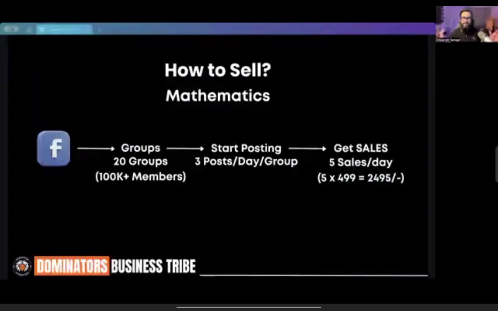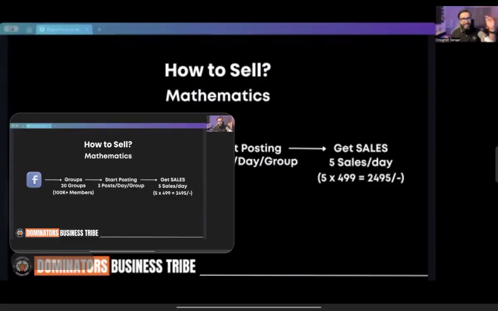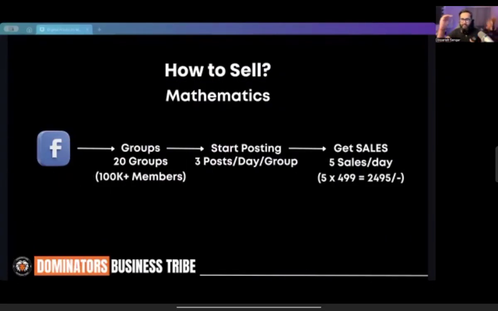Now you need to do all these things as a habit on an everyday basis if you want to get continuous sales. You need to make a habit of joining 20 new groups every single day. If you're joining 20 new groups every single day and you're posting, let's say 3 times every single day, 3 posts per day per group. That means 20 into 3, 60 times per day. 3 times in the morning, 3 times in the afternoon and 3 times in the evening.